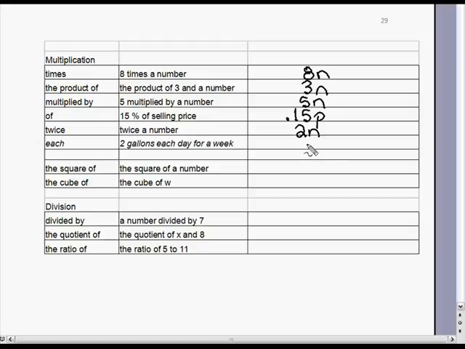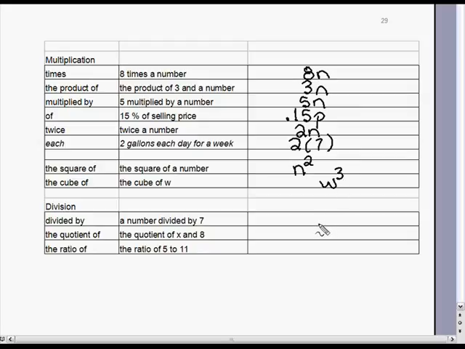And the each. 2 gallons each day for a week. So that's 2 gallons times 7 days. So that each could also imply a multiplication. The square of a number is written n with a little 2 in the back as the exponent. The cube of w is w, written with a little 3.